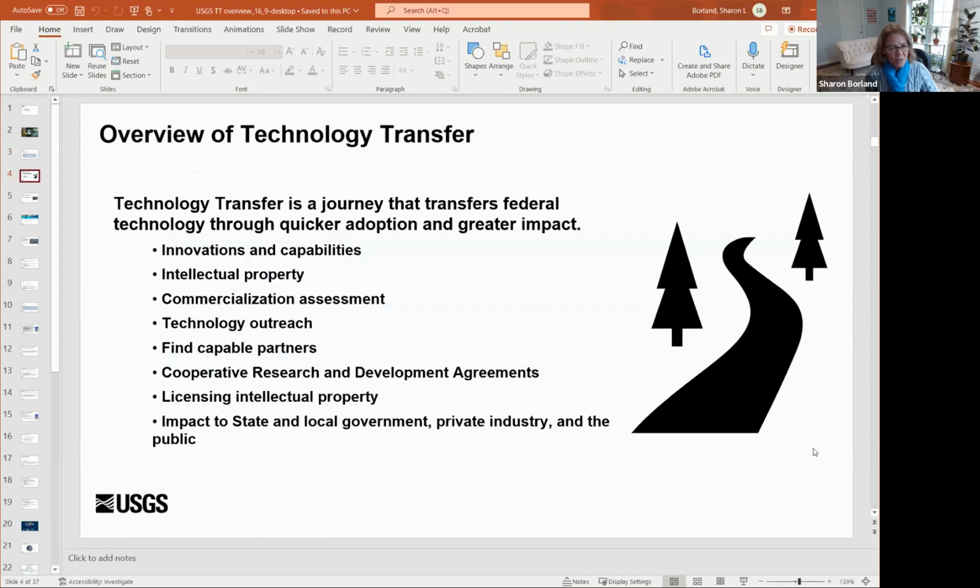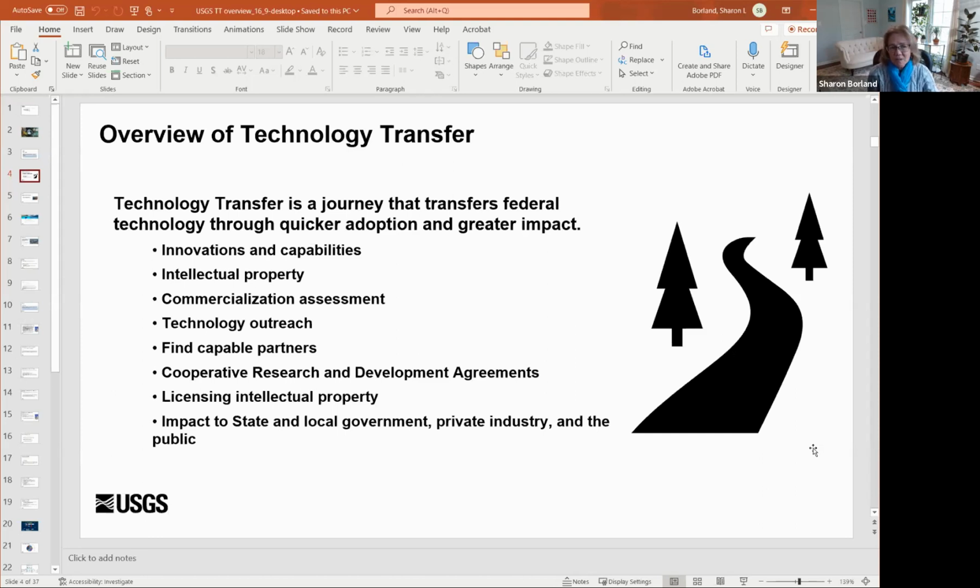So I will proceed to explain what technology transfer is about if you're a federal laboratory. But a lot of what I'm talking about will also be very applicable for non-federal entities. So we're going to talk about technology transfer as a journey. Technology transfer is a journey that transfers federally developed technologies and capabilities to other entities. And we can do this through quick adoption and provide great impact.